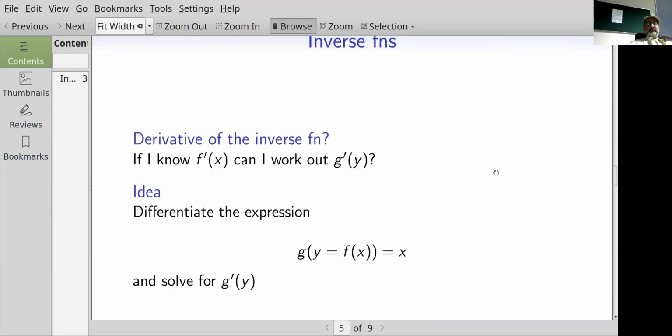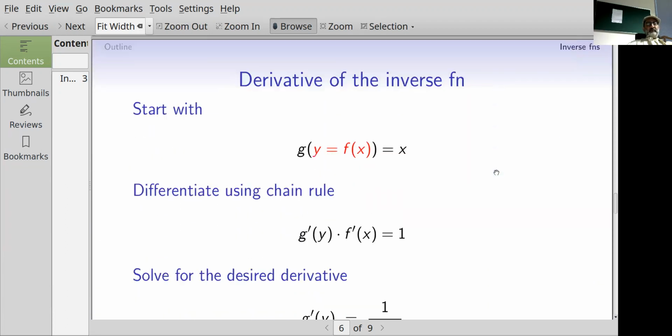So now the question is that if I know the derivative of the original function, if I know the derivative of f at x, can I work out the derivative of g at y, where y equals f of x? Okay, so the idea is that you differentiate this expression, g of f of x, which is equal to x, and then solve for the derivative of g at y.